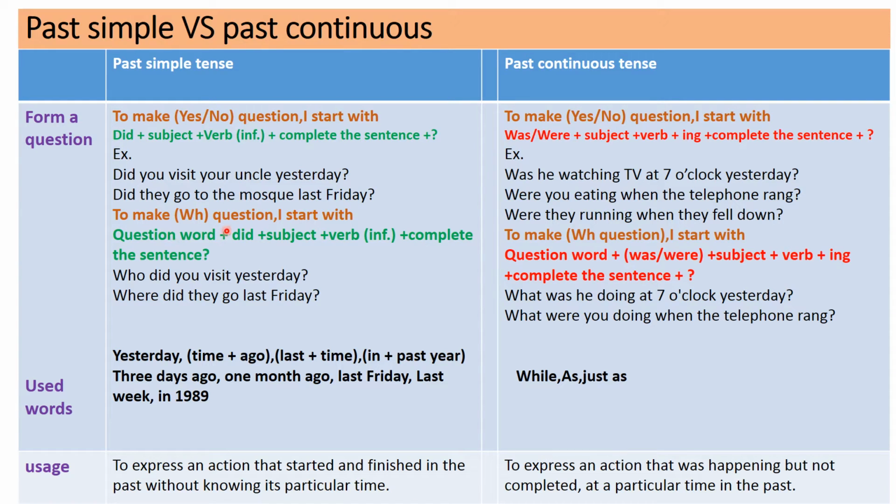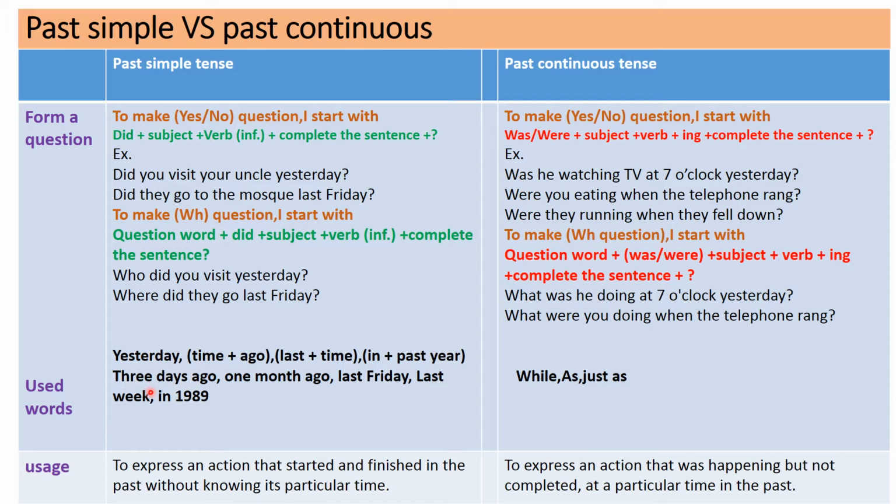To make a WH question, I just add the question word, when, where, what, why, then did, then the subject, then the verb in infinitive, then complete your sentence. But pay attention that the part that we are asking about, we don't write it in the question. Who did you visit yesterday? I visited my uncle yesterday. Where did they go last Friday? They went to the mosque last Friday.